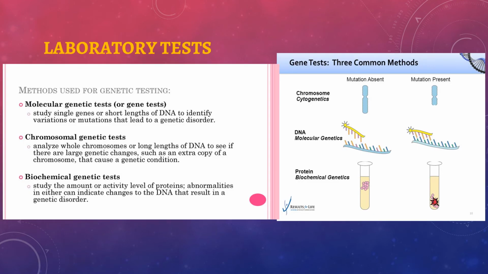Next, what are the lab tests that we can perform apart from ultrasound, MRI, CT scan? These are the methods used for genetic testing. Number one, molecular genetic test, or we call it a gene test. It studies single genes or short lengths of DNA to identify variations or mutations that lead to a genetic disorder. So what does this molecular genetic test do? It studies single genes, or short lengths of DNA, to identify any changes, variations or mutations that can lead to a genetic disorder.